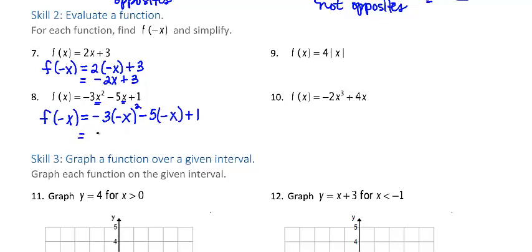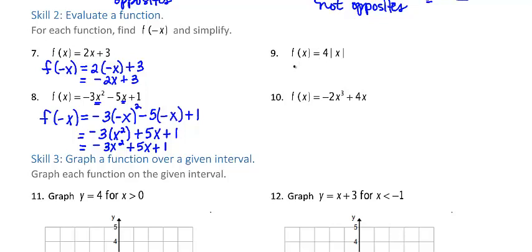The order of operations says we have to simplify exponential expressions first. When we square negative x, think of that as a coefficient of negative 1. We square negative 1, we get a positive 1, and then we square x to get x squared. So this is really just a negative 3 times x squared. Negative 5 times negative x is a plus 5x plus 1. And so when we simplify, we have a negative 3x squared plus 5x plus 1.